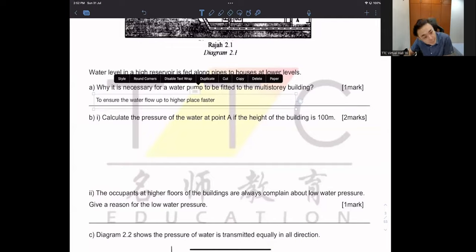To move the water up also can. To push the water up also can. To increase water pressure to supply water to a higher level, correct, can. To ensure higher pressure pushes, you must say push the water, you must mention the water. Yes, pushes the water to a higher level. Okay.